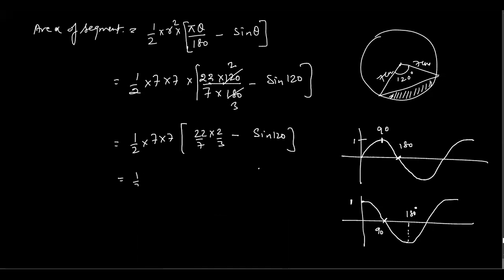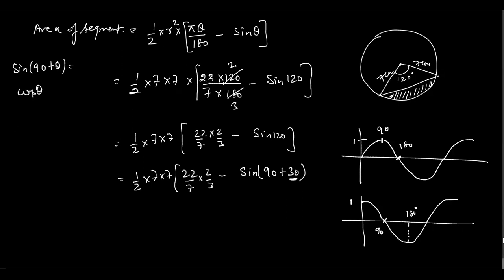So you can write it 1 plus 7 into 7 into 22 by 7 into 2 by 3 minus sine 90 plus 30. Okay, so this is actually the theta. After the 90, whatever you are adding will be considered as theta. So sine 90 plus theta is equal to cos theta.